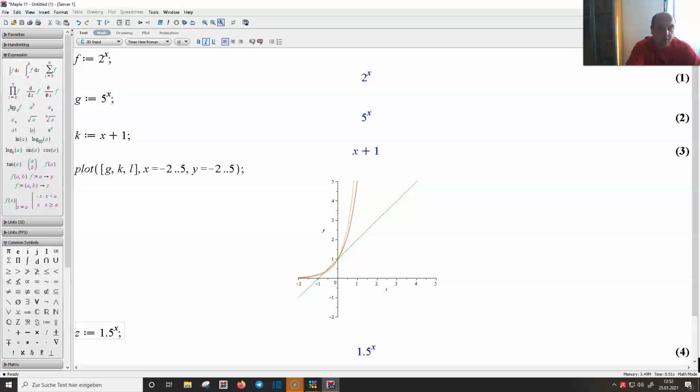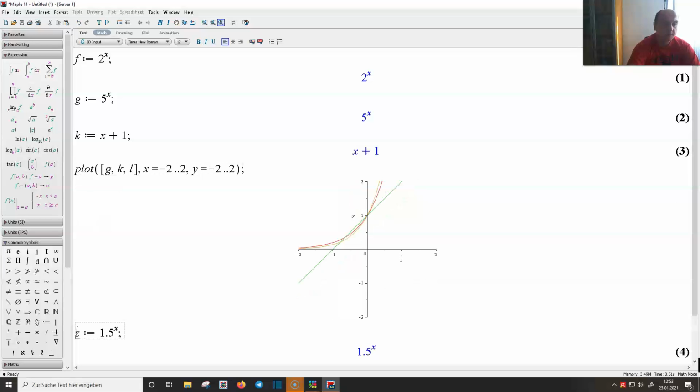So you see what's happening. This is 5 to the power of x, the red one. The yellow one is 7 to the power of x. And maybe you see, I have to change once again my window settings. So we go down. Now you see, maybe, yeah, it's clear now. The yellow function is crossing at 0, 1 and before the red curve.